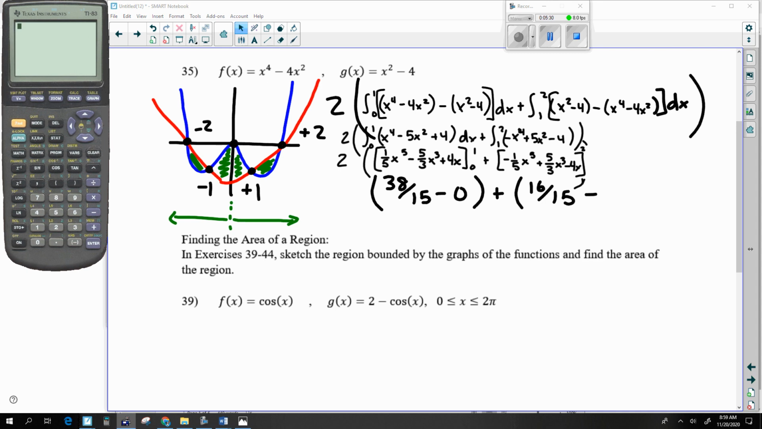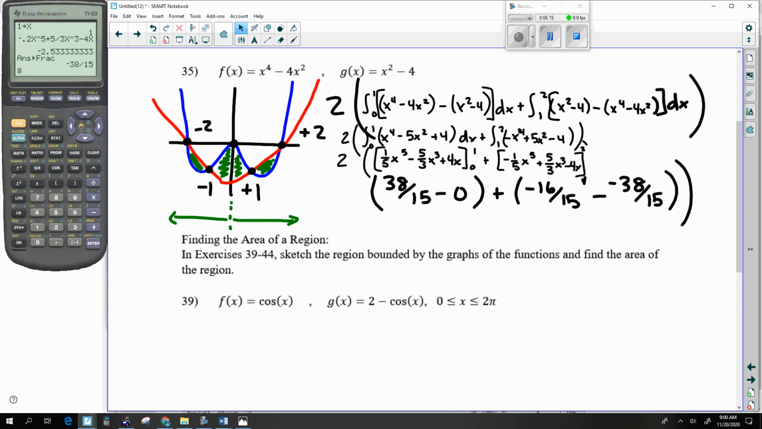Oh, no, I'm sorry. Check that. This is a completely different equation. Sorry, it's negative 1/5 x to the fifth plus 5/3 x to the third minus 4x. All right, now we're cooking. Negative 16/15 minus the evaluation at 1, negative 38/15. Again, this is all getting multiplied by 2.